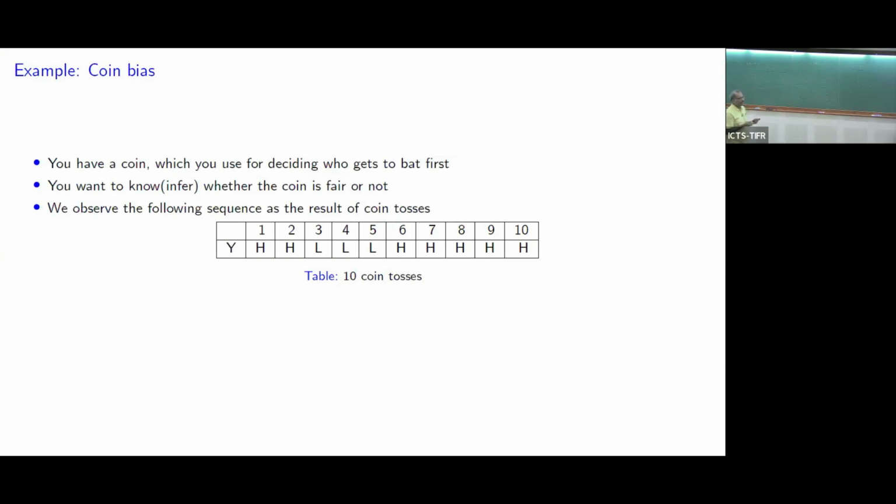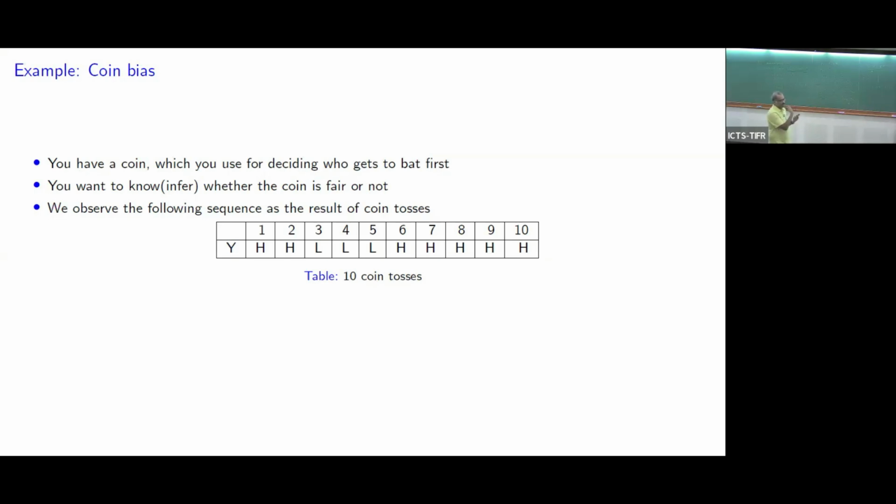Is there any way to say whether this coin is fair or not? So here if you look at the fraction of heads, it is like 7 out of 10. The fraction of tails is like 3 out of 10, right? So do you think whether it is fair or not? Maybe not easy to say, okay? It's not easy to say.